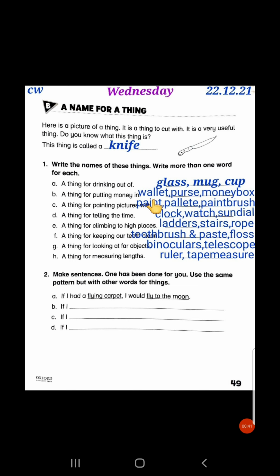Ameen. Now before getting started, you have to write down the date. It's 22nd December today. Today is Wednesday, and then you have to write down CW. Exercise B, a name for a thing. Here is a picture of a thing. It is a thing to cut with.